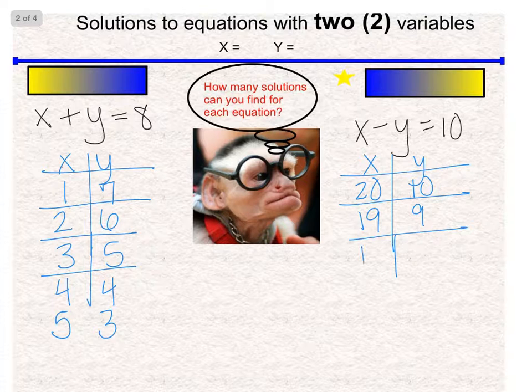How about if x was 18? 18 minus 8 would be 10. What about if x was 17? Y would be 7. 17 minus 7 is 10. I could go on and on for some time, right? It's important for us to understand there's a very big difference between an equation with one variable, which has one right answer, and equations that have two variables. There's a lot of solutions, right? My list here could go on and on and on.